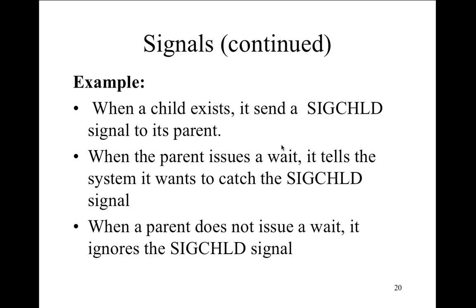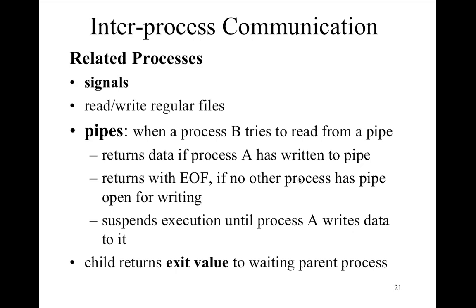From an operating system perspective, when a child exits, a child signal is sent to its parent, so the parent knows that the child exited. That's a signal that was generated by a process from a software perspective. When the parent issues a wait to tell the system that it wants to catch the child signal, the parent sits there and waits. When the parent does not issue a wait, it ignores the child signal. It means it just created a child that's never going to end. We have a parent that can't end because that's a parent that's a child of another parent.